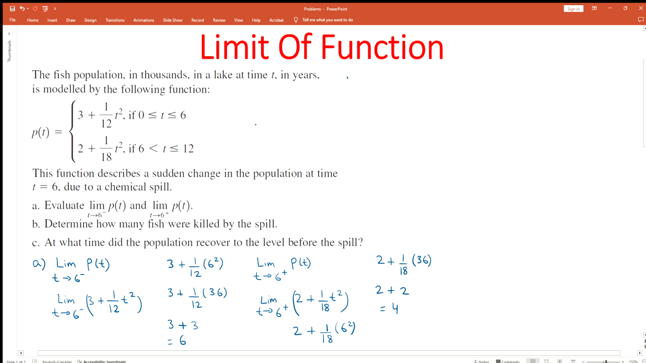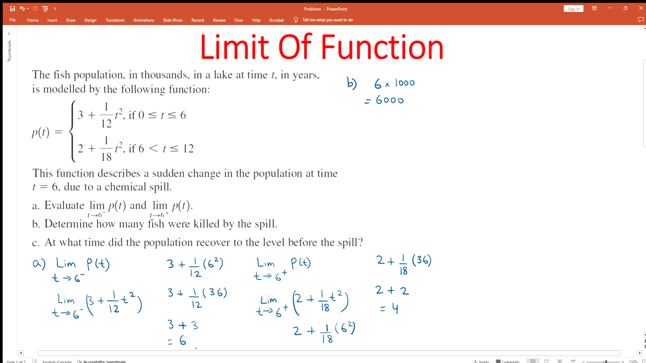Now we can answer part B. Determine how many fish were killed by the spill. As per the problem, the function p at t describes a sudden change in the population at time t equals 6 due to a chemical spill. That means the value of the left-hand limit we got in part A represents the population of the fish just before the chemical spill. The left-hand limit is equal to 6, and as per the problem, the function p at t represents the fish population in thousands. So the population of the fish just before the chemical spill is 6 times 1000, which is equal to 6000.